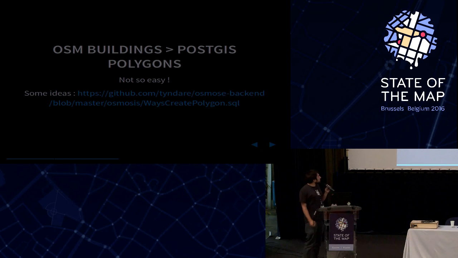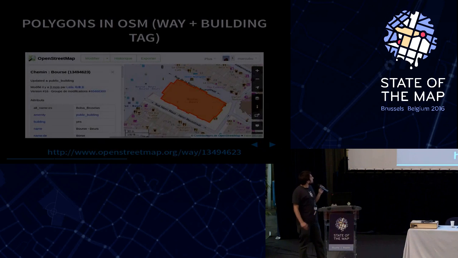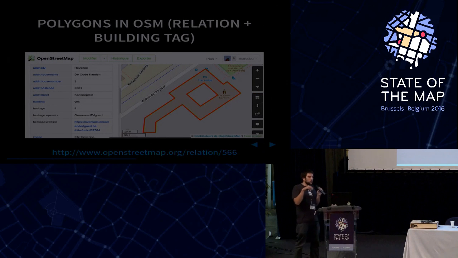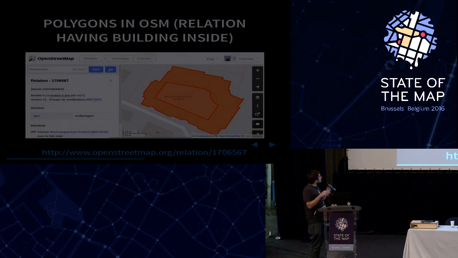So it's not so easy, in fact, to create the PostGIS polygons from OSM data. There are a lot of cases. The easiest is we have a way with the building tag, building is yes or some value which is not no. There is also some relation. Most of the time it's when there is a hole in the building. And the relation has the tag building yes or another tag, which is not no. And sometimes the relation has no building tag, but it contains a polygon which has the building tag.